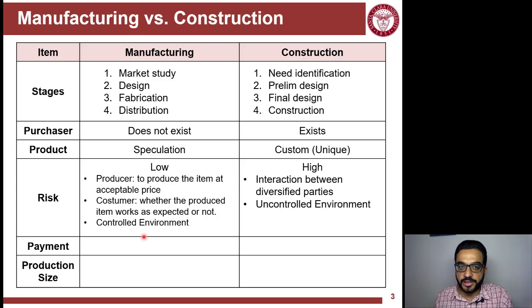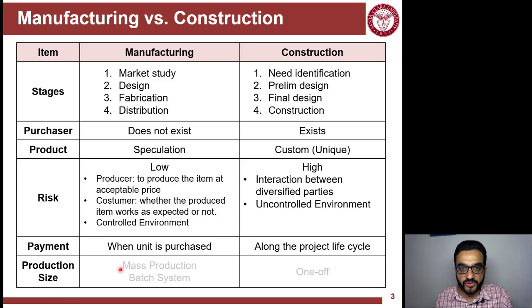In manufacturing, you get paid when you sell the product, but in construction, you get paid while you build the product or the building. And in manufacturing, they have a mass production or batch system for production. In construction, it's one-off in most cases. Now, industrialized construction comes and says you can actually find or standardize some of the systems in the buildings.